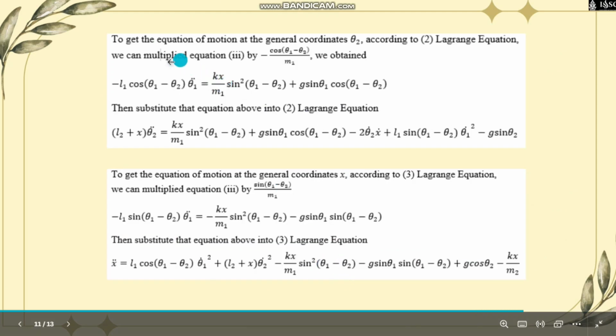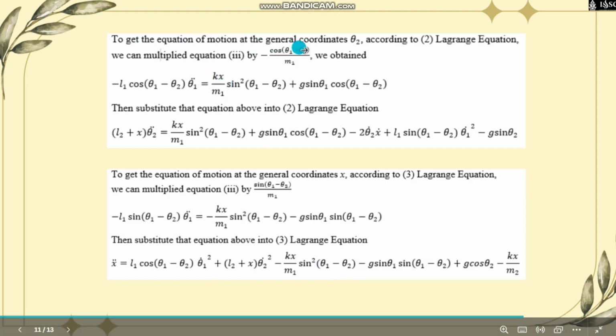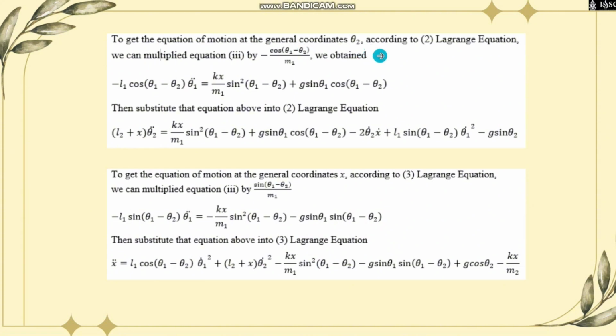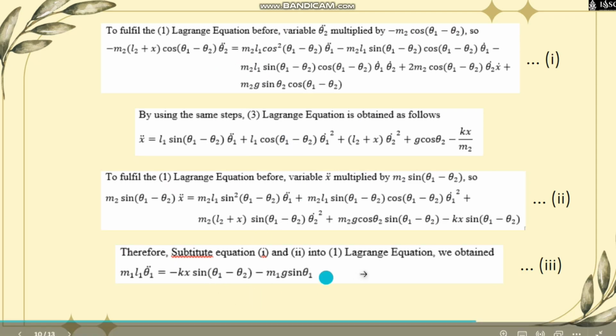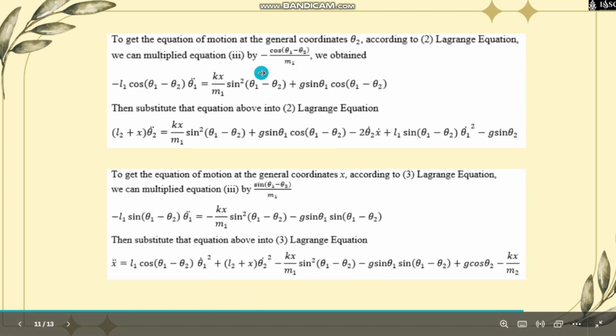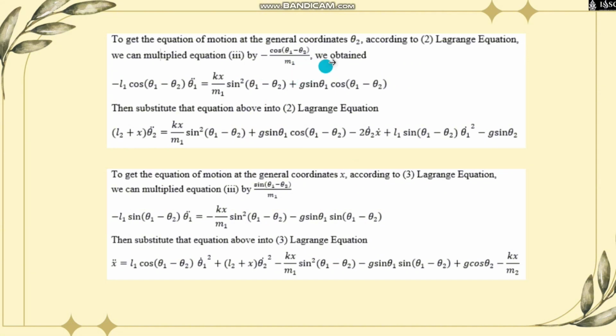Next, to get the equation of motion at the generalized coordinate theta 2 according to the second Lagrange equation, we can multiply equation 3 by minus cos of theta 1 minus theta 2 over m1. So we will obtain this equation. Then we substitute this equation above into the second Lagrange equation, so we have this equation.